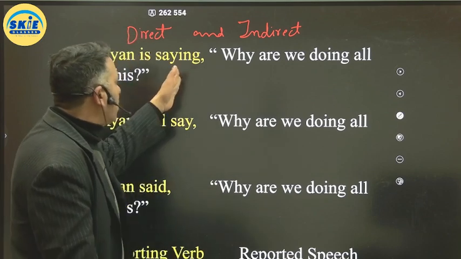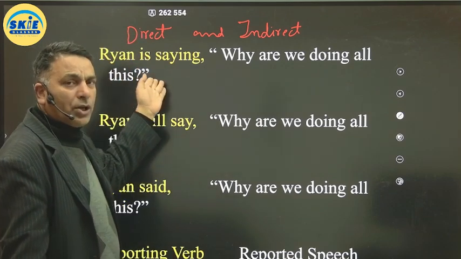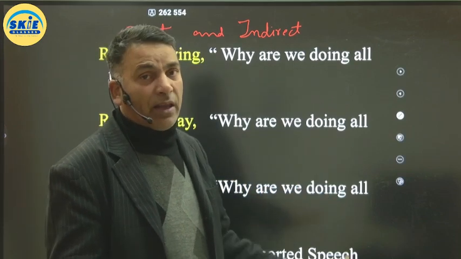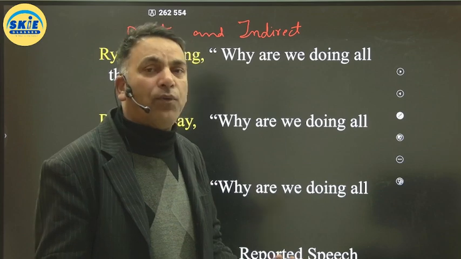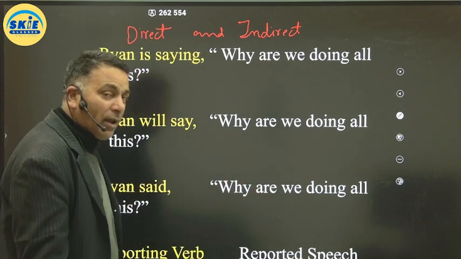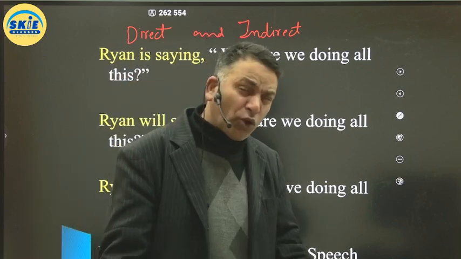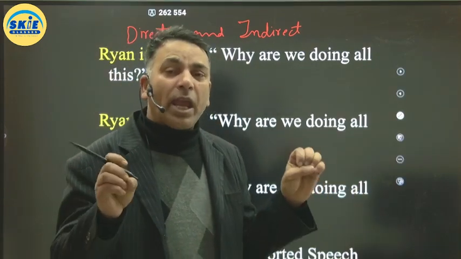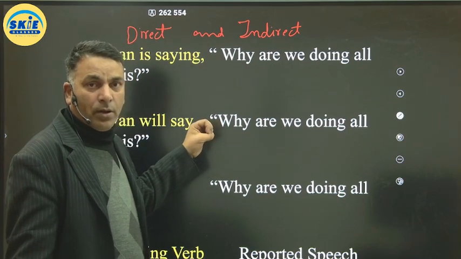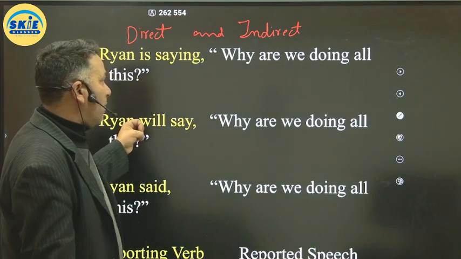So, reporting verb, it could be present, it could be past, it could be future. It could be anything. It could be any form. Like you have continuous here, simple here, and you have simple here. It could be perfect, it could be continuous. It could be any tense and any of the forms when it comes to the reporting verb.